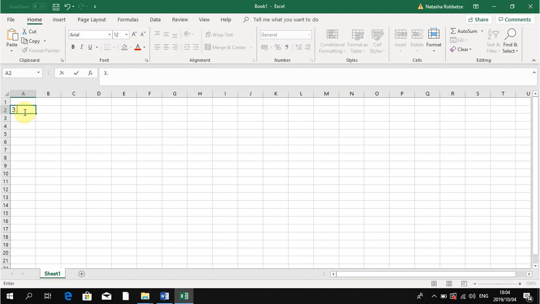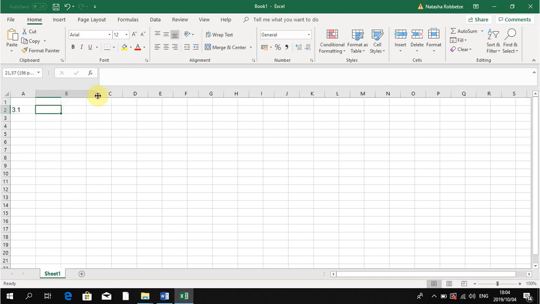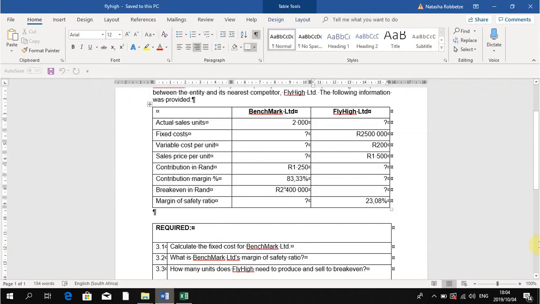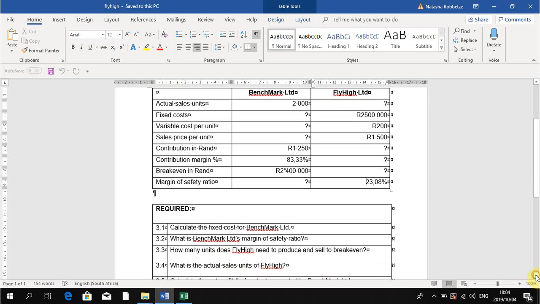And we are on 3.1. So in 3.1, we need to do a calculation. I'm just quickly taking you back to the question. 3.1, we need to calculate our fixed cost. So you will find that the fixed cost has not been given. So I need to go and see what information has been given that is related to the fixed cost.